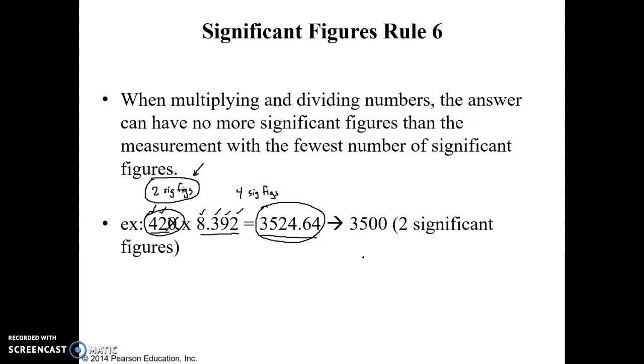The correct answer needs to be rounded off to 2 significant figures. So we want the 3, we want the 5, and then we look at the next number. It's a 2. Okay, so if it was a 5 or above, we would round up. 4 or below, we round down. So it's a 2, so we round down. So we just round off the last 2 places here and make them zeros. So rounding off to 2 significant figures leads us to an answer of 3,500.